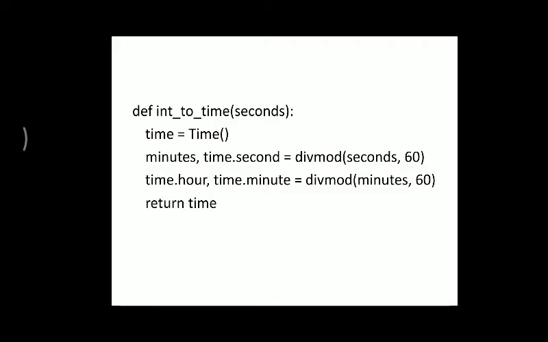Which divides the seconds by 60. So divmod is a function which takes two parameters, seconds comma 60. Similarly, time.hour comma time.minute equals divmod of minutes comma 60. And after that we have to return time, and that time object is nothing but one which takes the time constants as hour, minute and seconds. So this is how we can do the conversion from time object to integer and integer to time object.